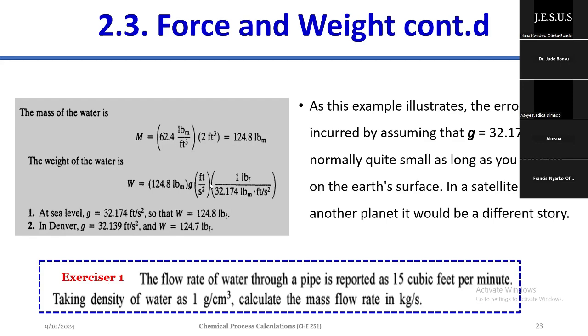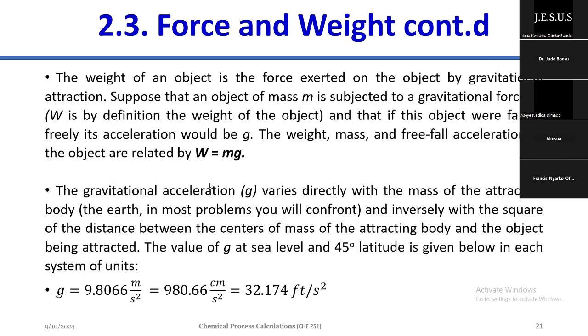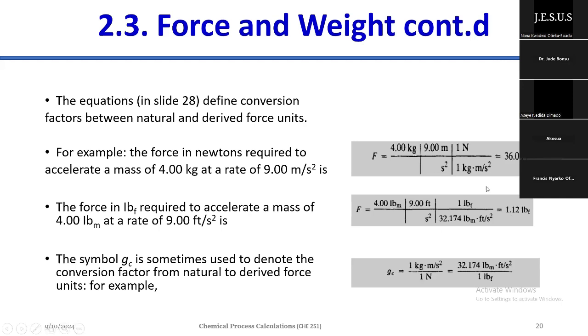But we need the weight in pound force. So we have our acceleration to be 32.174 feet per second squared and our mass to be 124.8 pound mass. When I multiply the two, I get pound mass feet per second squared. To get it in pound force, I need to do the unit conversion again: 1 pound force is 32.174 pound mass feet per second squared.